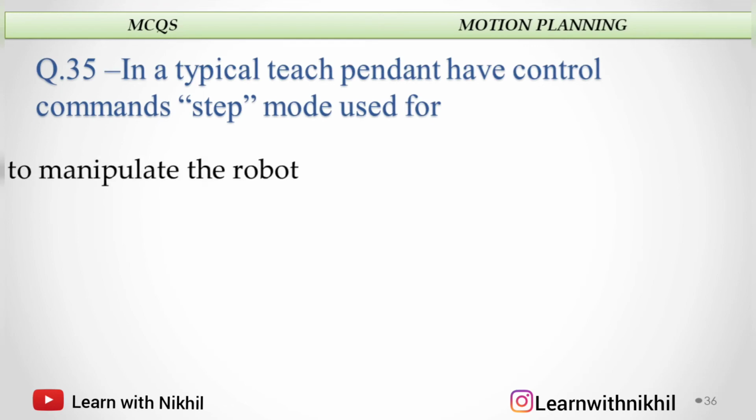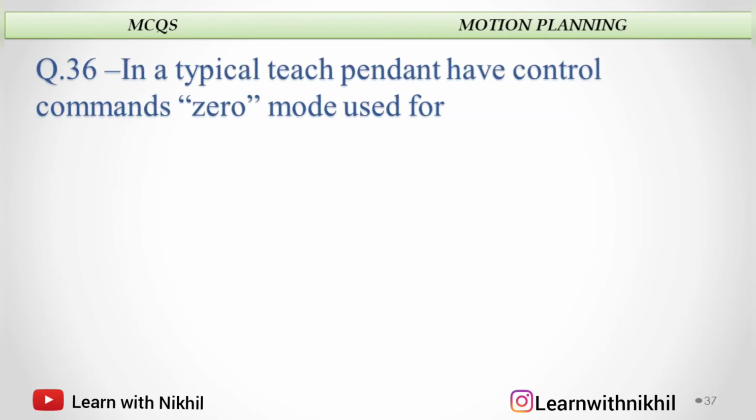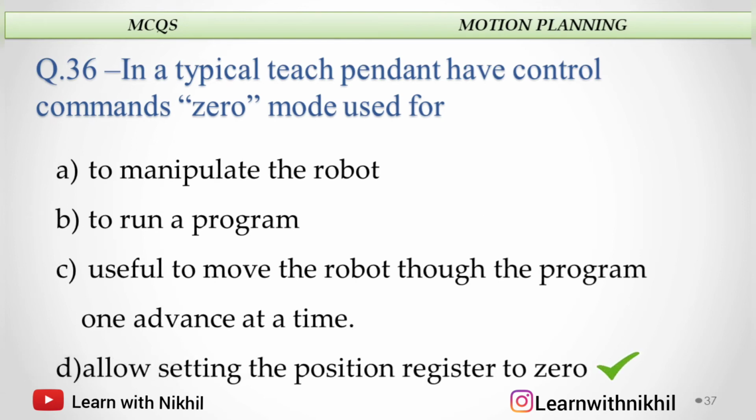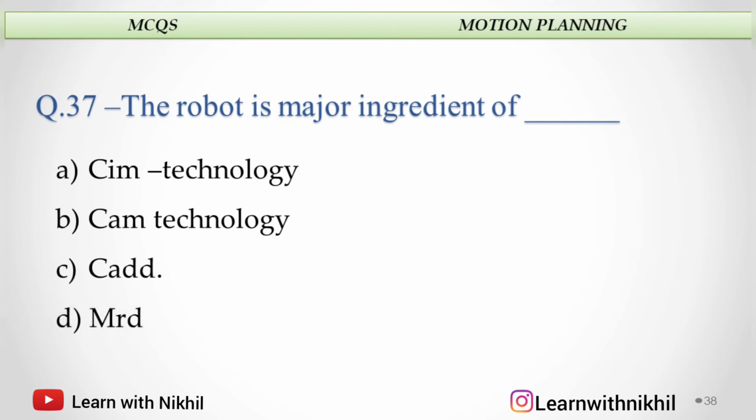In a typical teach pendant, step mode is useful to move the robot through the program one advance at a time. So it is used to move the robot step by step. Next, zero mode is used to allow setting the position register to 0. So it can be easily answered. Next, the robot is a major ingredient of CIM, CAM, CADD or MRD technology. It is CIM technology.